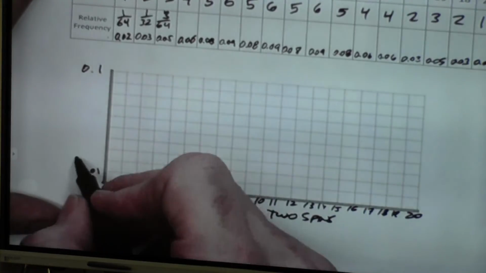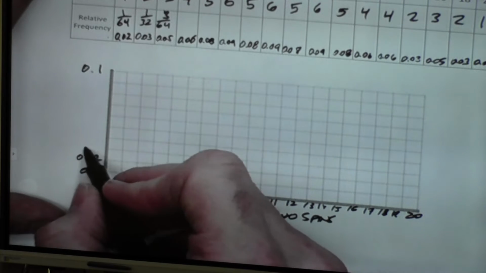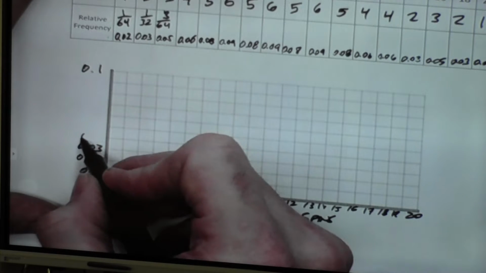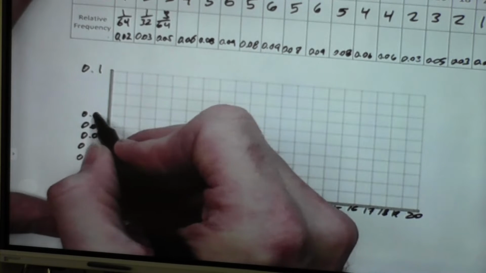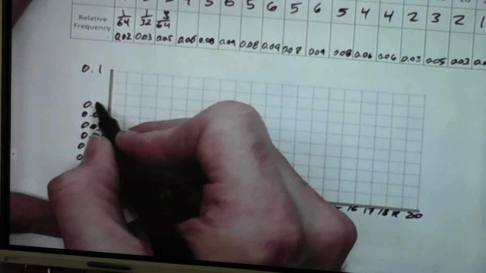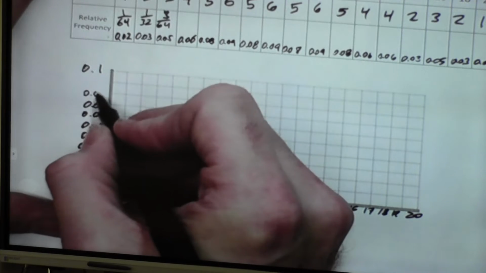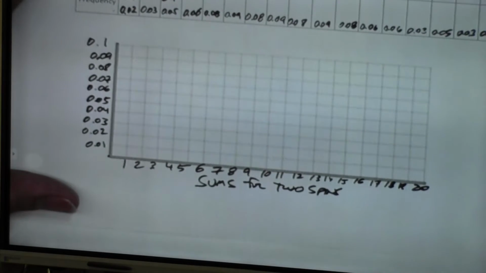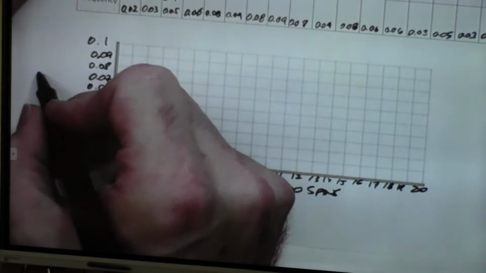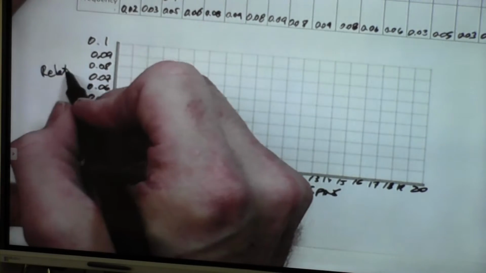That means this is 0.01, 0.02, 0.03, 0.04, 0.05, 0.06, 0.07, 0.08, 0.09, and then it would be 0.1. And the title on this side is the relative frequency.